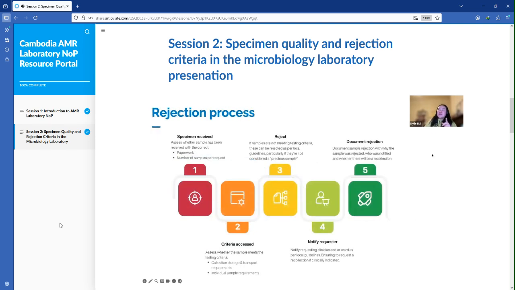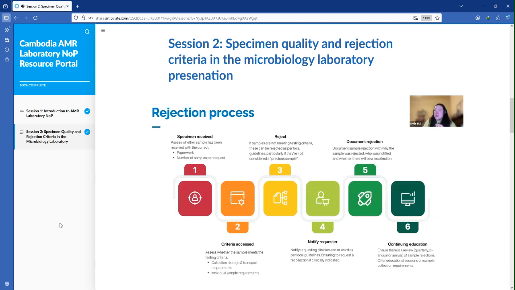We want to then document the rejection. Document the sample rejection with why the sample was rejected, who was notified, and whether something will be recollected. This is extremely important because all these sample rejections should feed into continuing education. So we must ensure that there is a review, either quarterly, biannually, or annually, of sample rejections, because this way we can use this data to offer educational sessions on sample collection requirements.